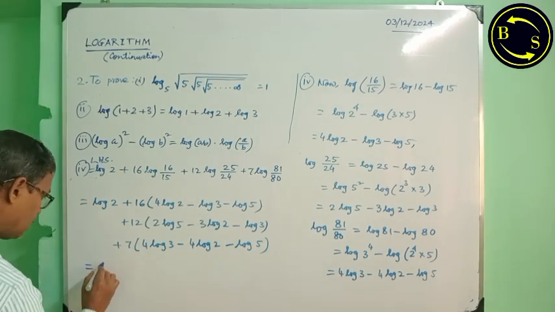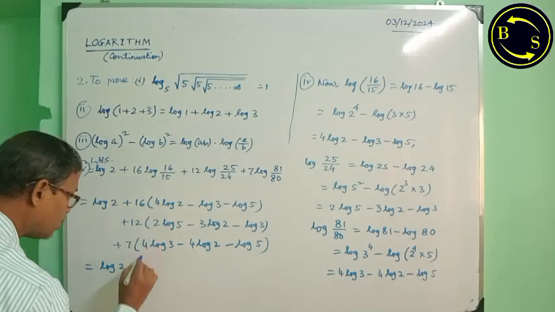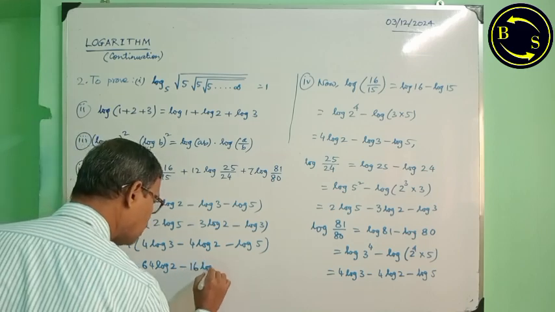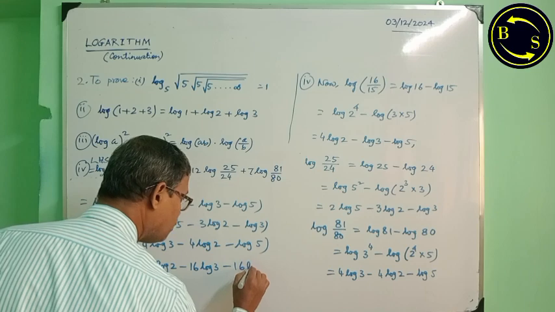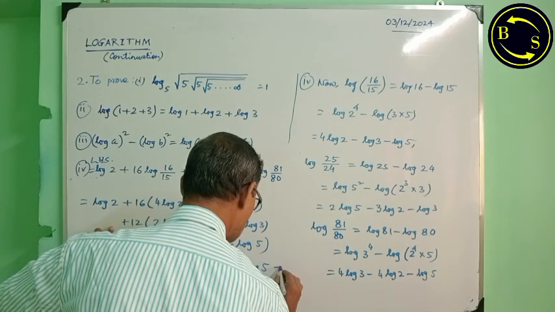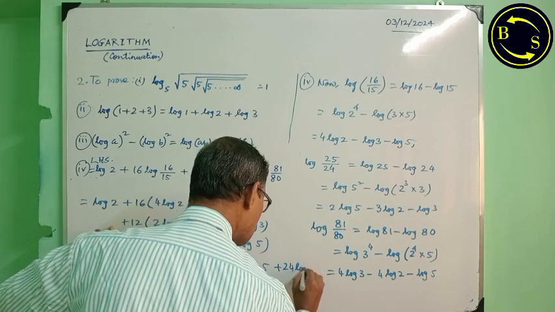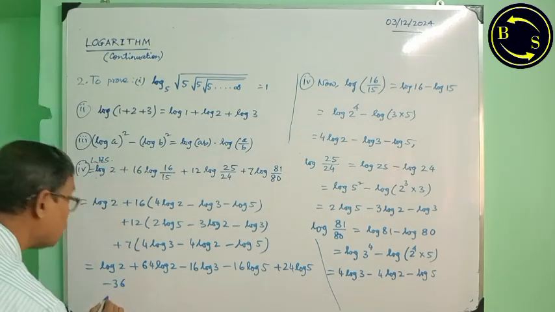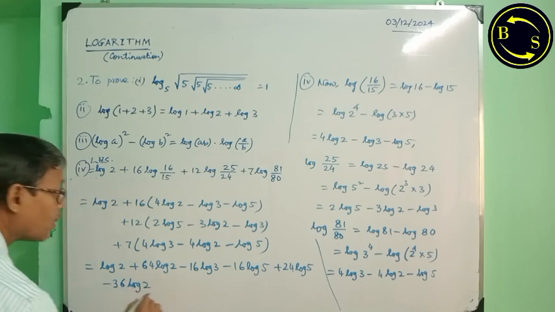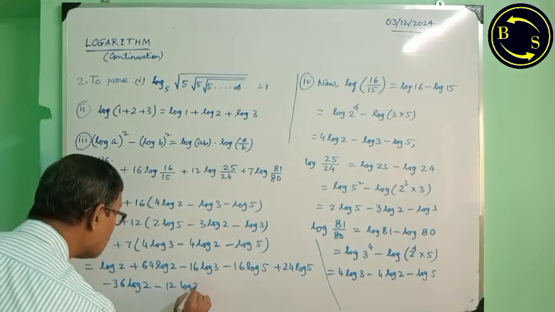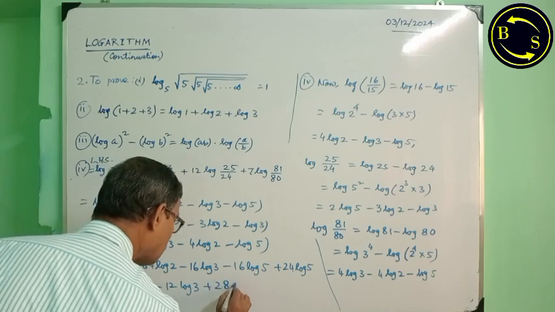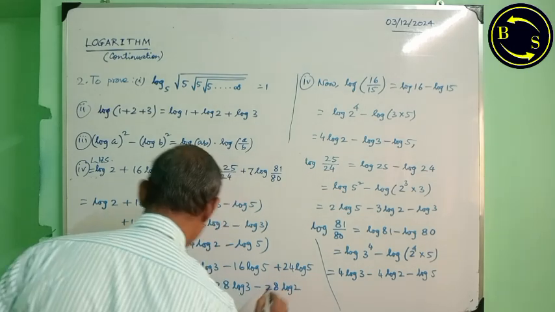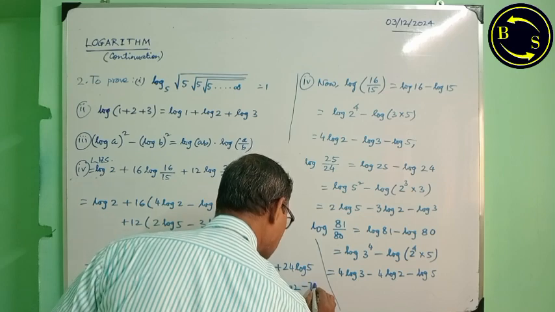Now let us simplify. Log 2 plus 64 log 2 minus 16 log 3 minus 16 log 5, 24 log 5 minus 36 log 2 minus 12 log 3 plus 28 log 3 minus 28 log 2 minus 7 log 5.